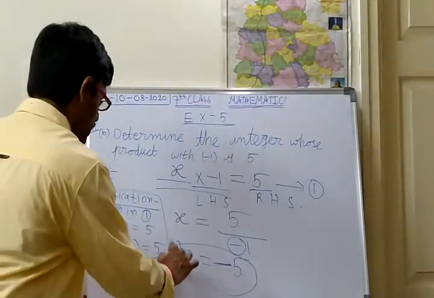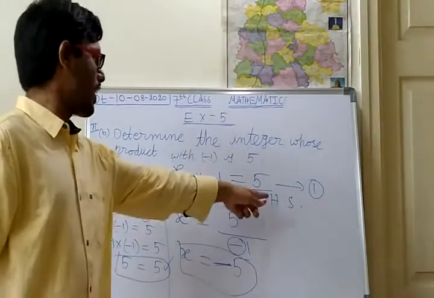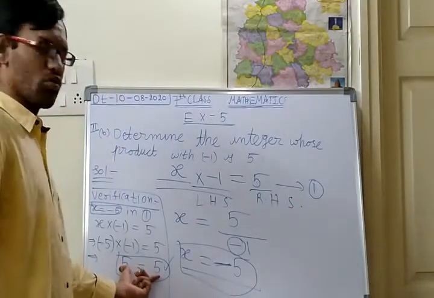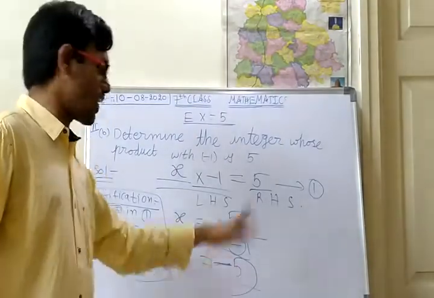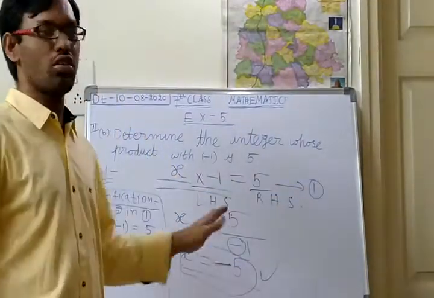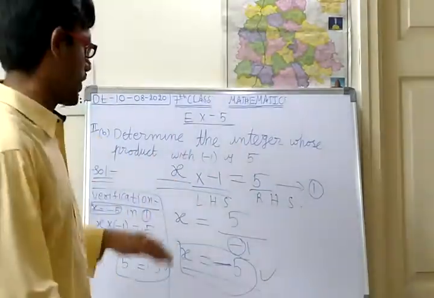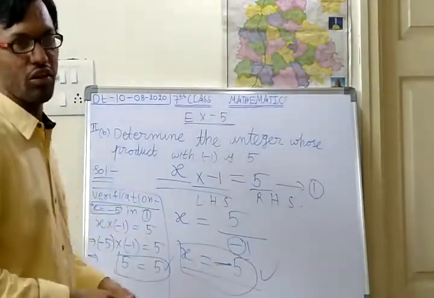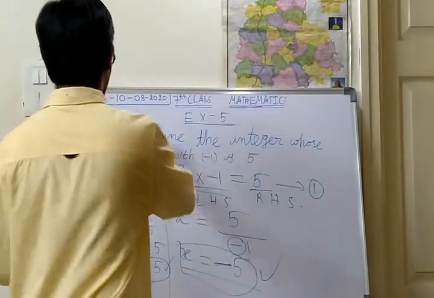So the LHS and RHS parts are equal. So the answer is tallied with this result. If the two sides in the verification are equal, then whatever you have done to find the unknown number is correct only. So x is equal to -5 is a correct answer. Like this you have to determine the unknown integer or unknown value. This type of problems will be coming in the coming chapters or topics. I hope you have understood this problem. Now we shall go with one more important bit.